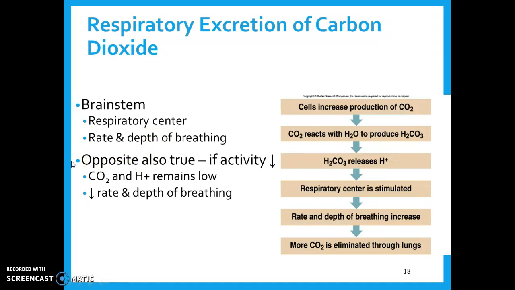So if you're not very active, if you're just kind of laying around and you're not doing that much, your body is not going to be making as much carbon dioxide, and that means that the hydrogen ions are going to remain pretty low. So when your carbon dioxide and hydrogen ions and your blood pH are in a normal range, then that means that your rate and depth of breathing are going to decrease. Okay? And that should make sense too. If you're outside, doing something active, you're going to be breathing faster to get rid of that extra carbon dioxide. If you're just laying around, or when you're sleeping, for example, you're not breathing really fast because you're not making as much carbon dioxide because you're less active.